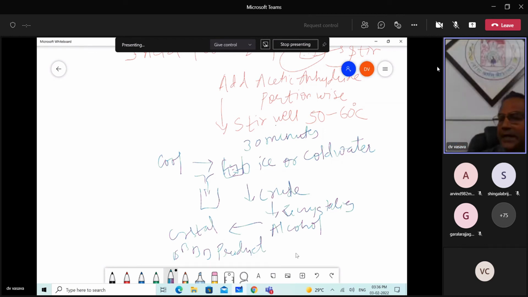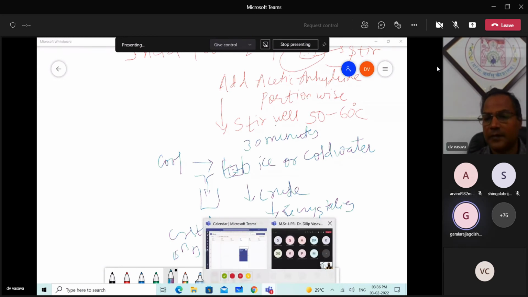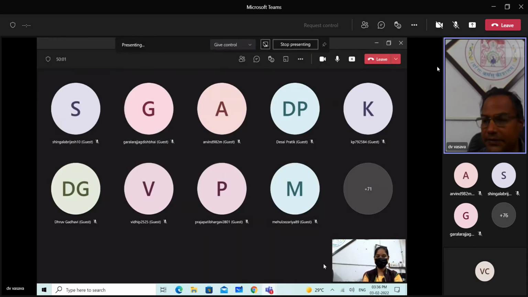So everyone, clear the reaction mechanism and procedure? Yes, sir. Okay, good. So this was the third preparation that we have discussed, that is the preparation of aspirin.